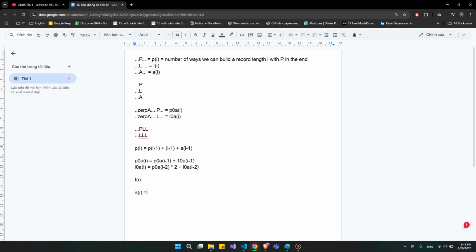Because we have zero A before P and zero A before L, we can put any A here, right? So A I will equal P zero A and L zero A one.